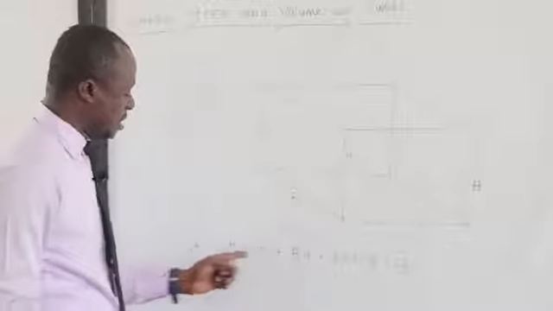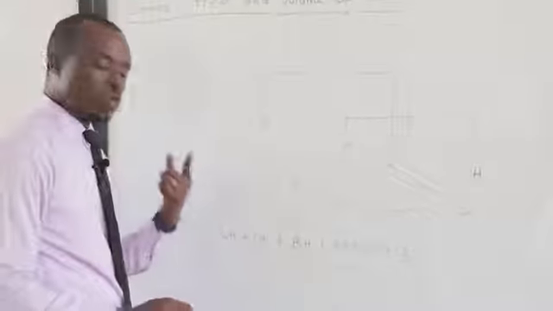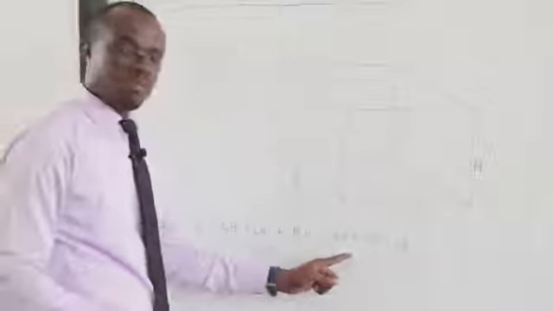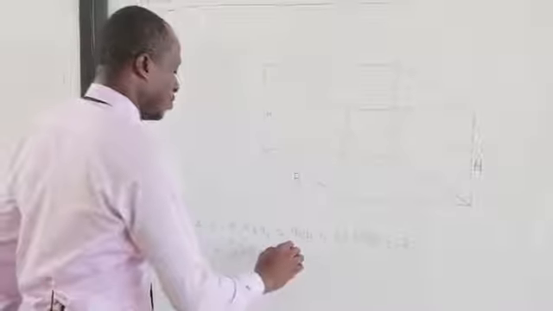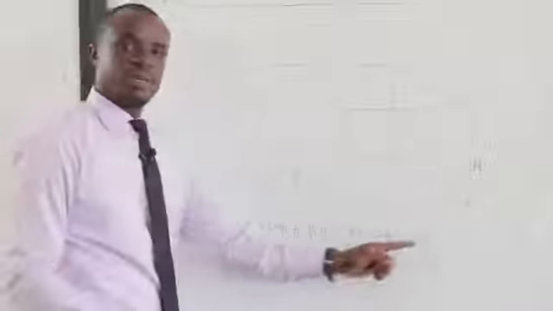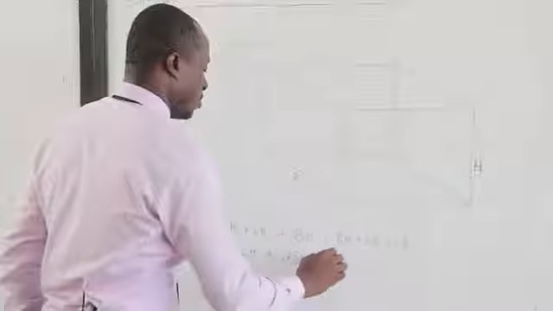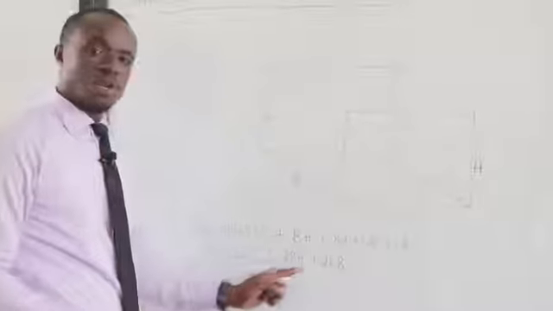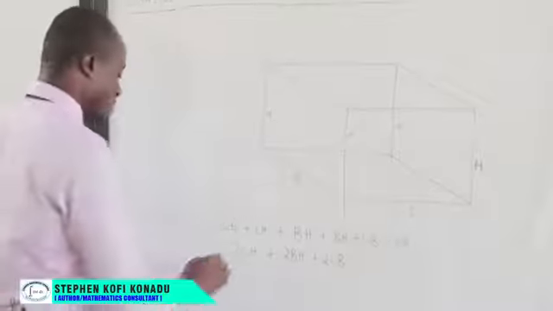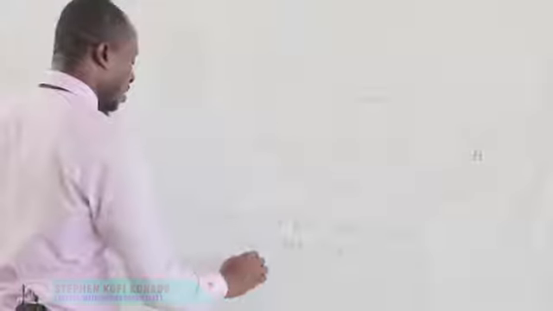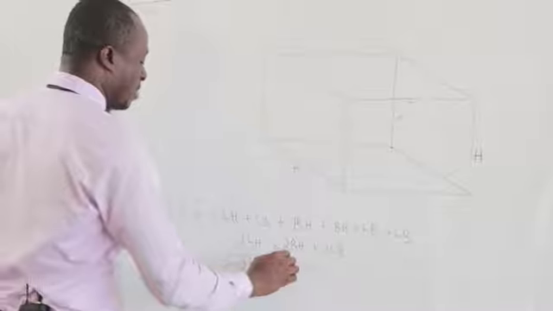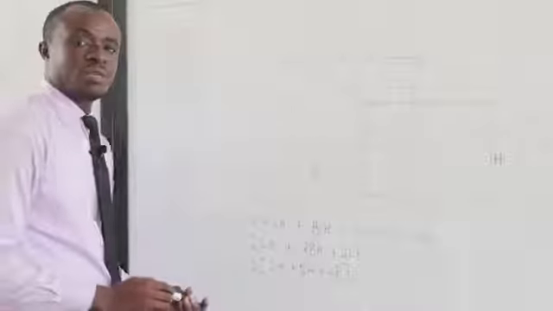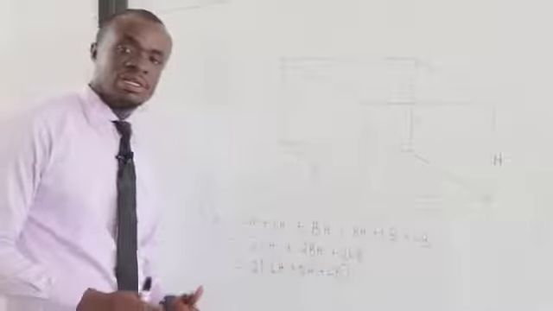Now, what can we see here? LH, LH, that is 2LH. Plus we have BH, BH, that is 2BH. We have LB, LB, that is 2LB. Clearly, 2 is a common factor throughout, so I can factorize the 2 out. When I factorize the 2 out, I have 2 times (LH plus BH plus LB). This is the total surface area of a solid cuboid.